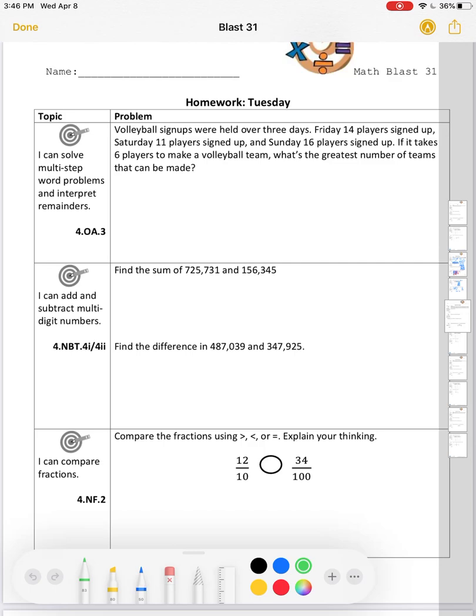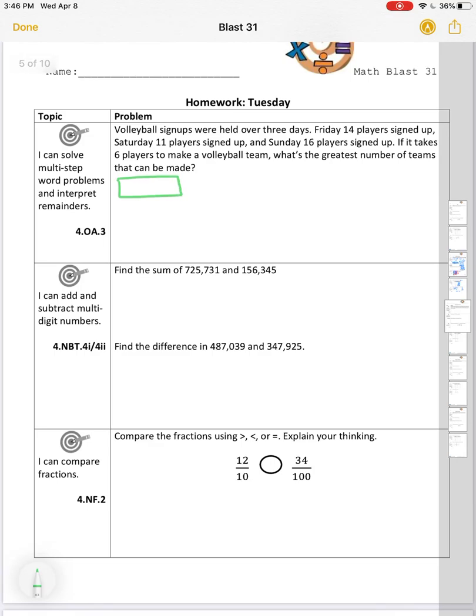Math Class 31, Tuesday. I can solve multi-step word problems and interpret remainders. Volleyball sign-ups were held over 3 days. Friday, 14 players signed up. Saturday, 11 players signed up. And Sunday, 16 players signed up. If it takes 6 players to make a volleyball team, what's the greatest number of teams that can be made?